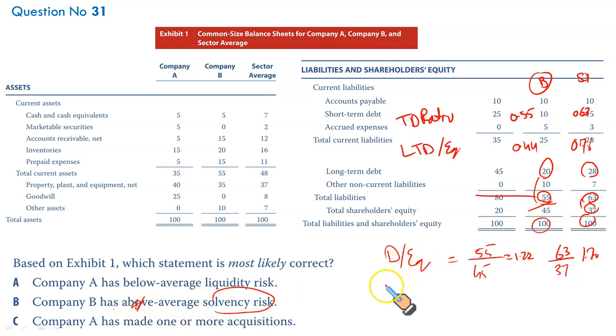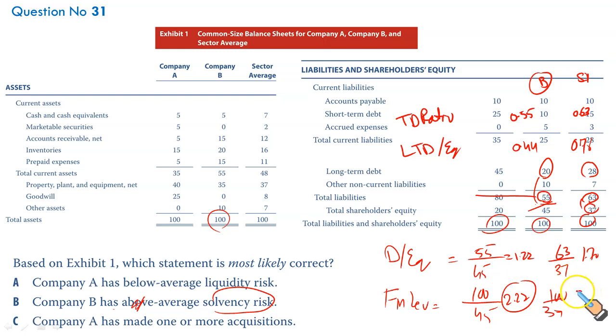Let us try the financial leverage also. Financial leverage is equal to total assets divided by total equity. So total assets are 100, so it's 100 divided by 45. And for the sector average, it's going to be 100 divided by 37. So in this case, again, it is 2.22 versus 2.70. So as you can see, in all these measures, company B has proved to have below average solvency risk than the sector average. So that is wrong as well. It's a wrong option.